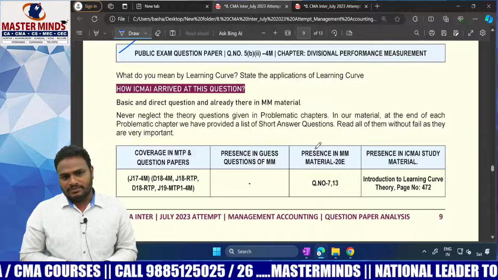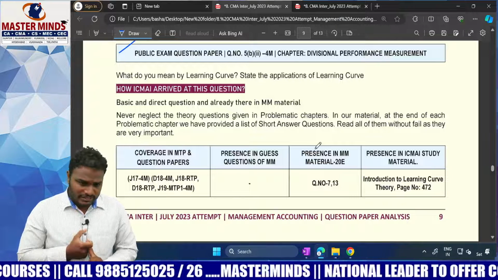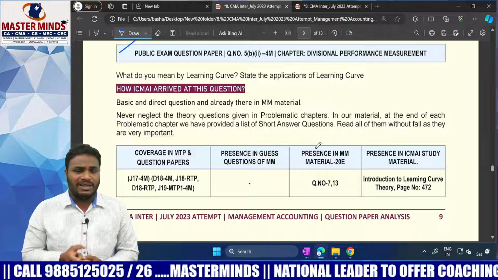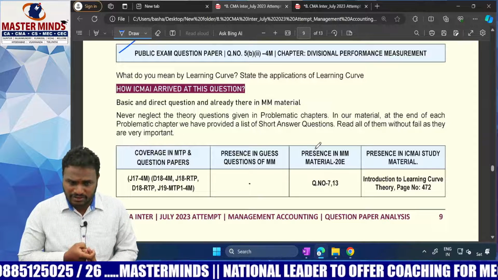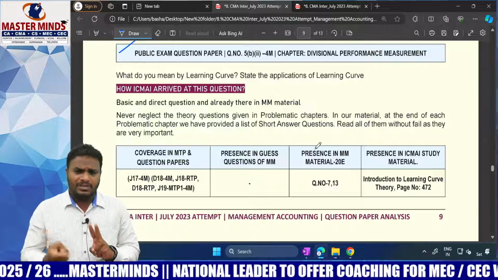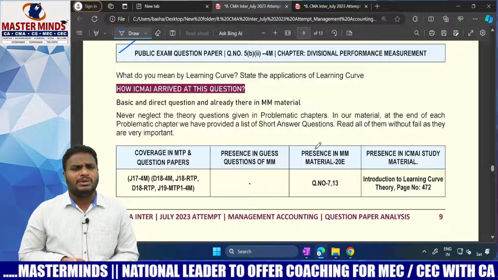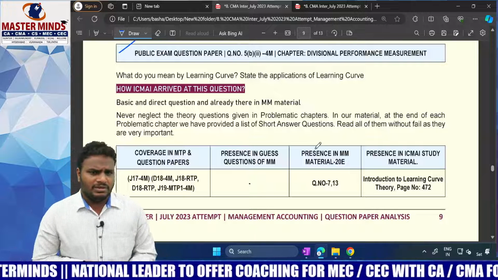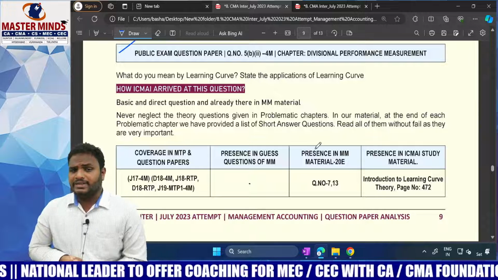How, sir? First, absorption costing versus marginal costing. Yes or no? Management accounting versus cost accounting. Next, learning curve versus applications of learning curve. More than 15 marks, right?